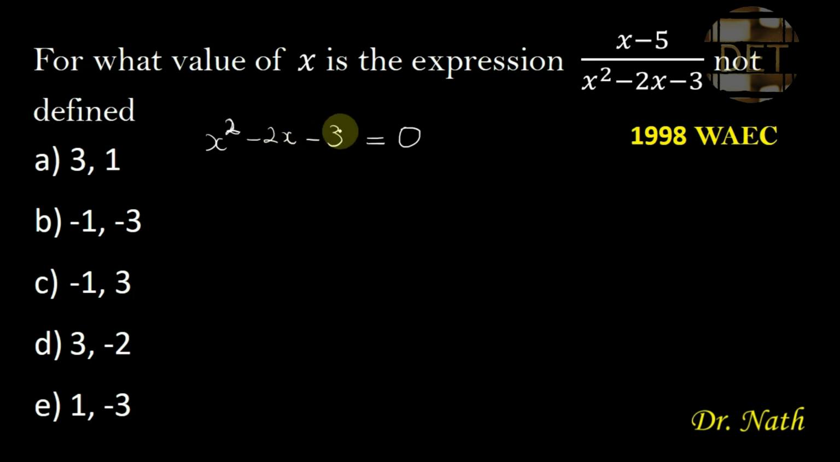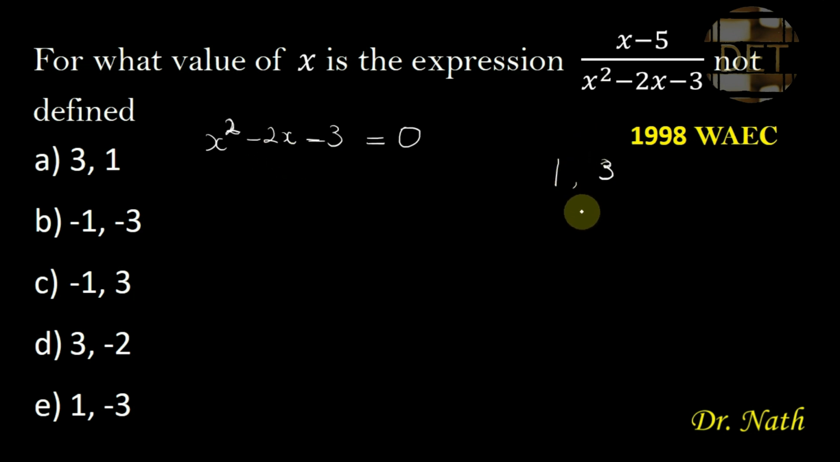The first thing we should do is look for the factors of 3 such that when you multiply them, it gives you -3, and if you add them, it gives you -2. 3 is a prime number, so it has only 2 factors, 1 and itself. The 2 factors of 3 are 1 and 3. So how would you multiply 1 and 3 to give you -3 and add them to give you -2?